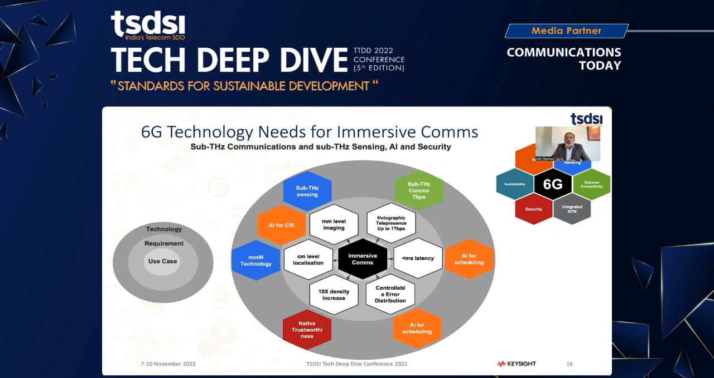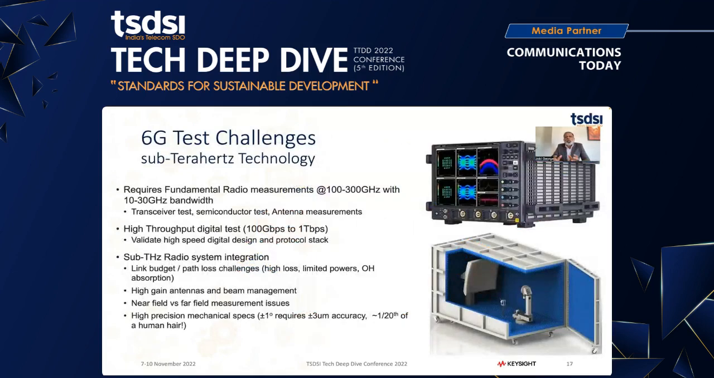Yes, so also if you want to do accurate imaging, then we will need sensing capabilities supported by the sub-terahertz bands. Let's now look at a couple of these technologies and the test challenges associated with them. Use of sub-terahertz band is clearly seen as an important area for 6G. However, this band will bring with it significant technological and test challenges.